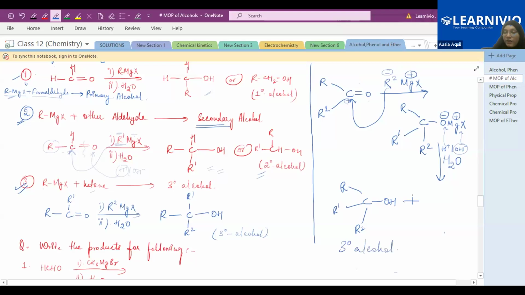So on the treatment of ketone, okay, when ketone is treated with the Grignard reagent, it will give you a tertiary alcohol, plus what will be the byproduct? MgOH.